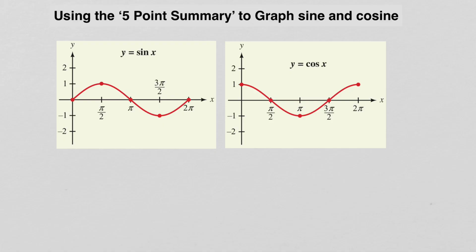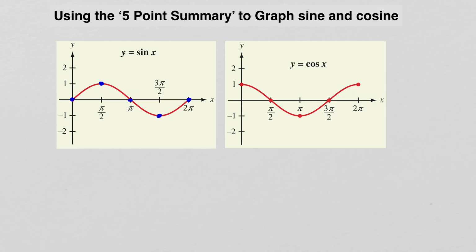Now, what I like to teach my students is the so-called 5-point summary to graph either sine or cosine. And on these graphs, for the sine graph, you can see that 5-point summary by simply looking at these 5 points here. These are all the important points that you need to remember to sketch a graph. So we have, of course, all the points where it crosses the x-axis. Then we have its maximum value, and we also have its minimum value.